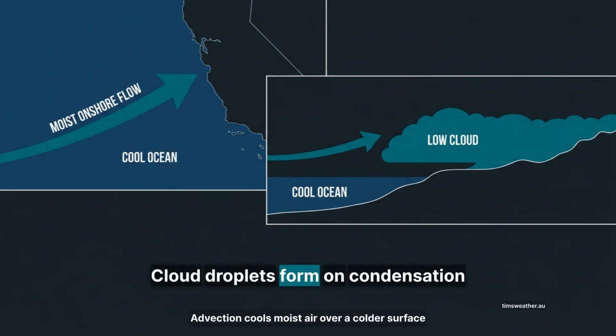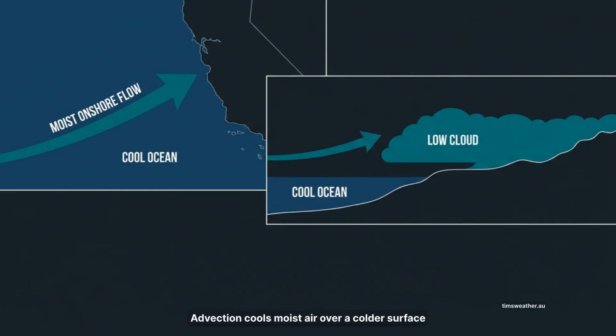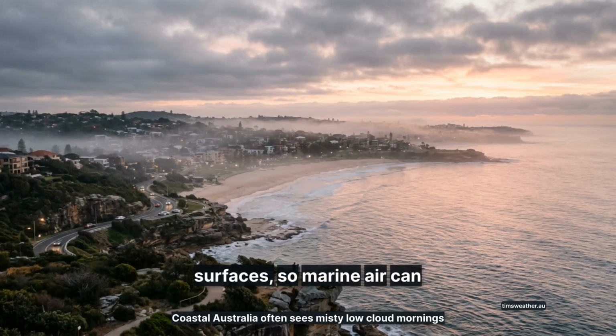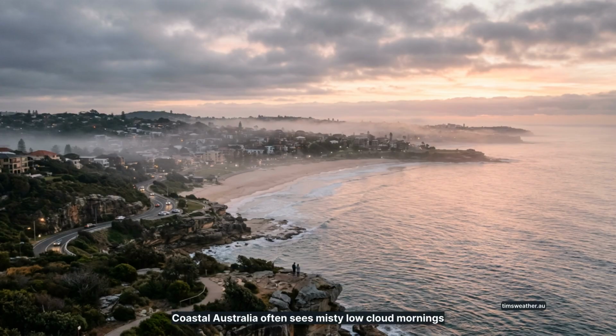Cloud droplets form on condensation nuclei, such as dust, sea salt, smoke, or other small particles floating in the air. Near the coast, sea salt provides plenty of these surfaces, so marine air can turn cloudy quite easily. Temperature inversions help stratus linger.